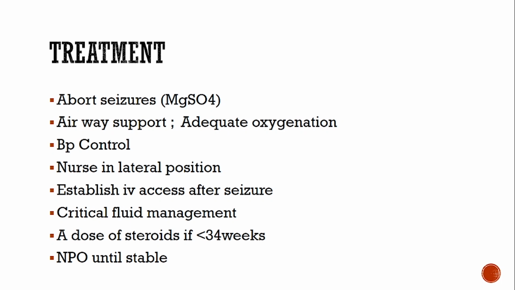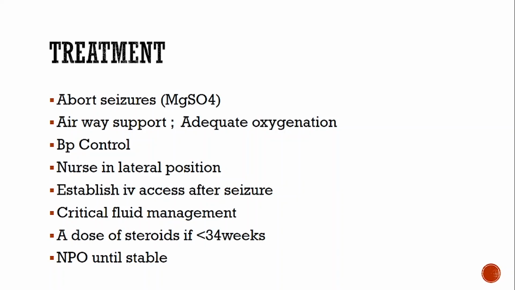Nurse the patient in lateral position so that if the patient has some secretion it can come out, and suction PRN as necessary. Stabilize, but it's important to give the magnesium sulfate first. If the patient is convulsing, it's important to give the intramuscular doses, which is the regimen being used before securing the IV line, because securing an IV line in a patient that is struggling can cause some damage. So secure IV access after the seizures.